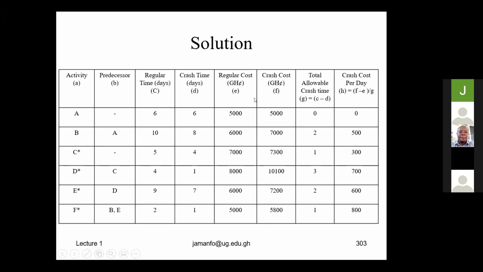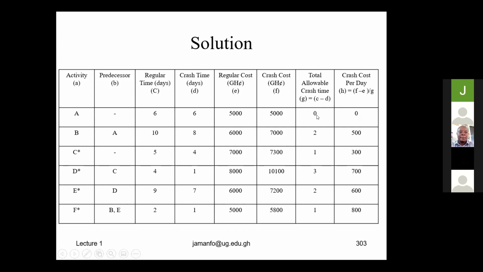So you are not really doing much here. What you are expected to work on is these two last columns, the total allowable crash time and the crash cost per day. How do you think we come by the figures here?